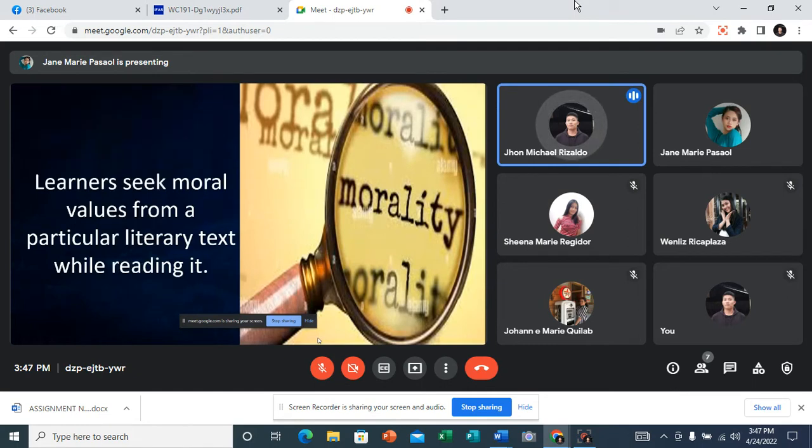So why is the moral philosophical approach important? Because learners seek moral values from a particular literary text while reading it. So next slide.